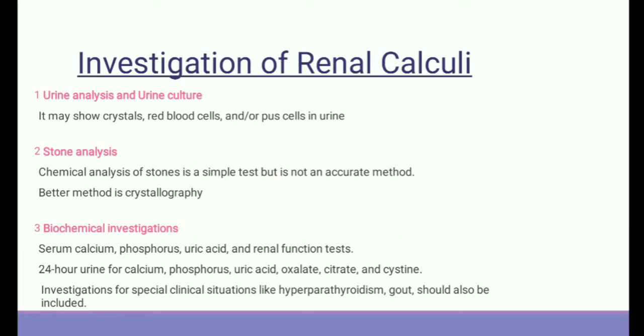Biochemical investigation. Serum calcium, phosphorus, uric acid and renal function test. 24-hour urine test for calcium, phosphorus, uric acid, oxalate, citrate and cysteine. Investigation for special clinical situations like hypoparathyroidism should also be included.